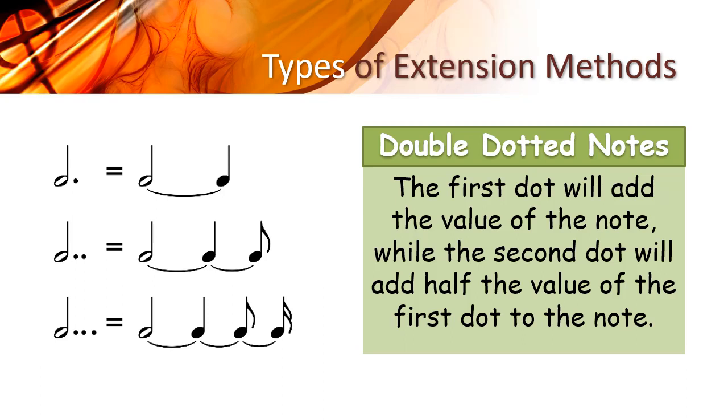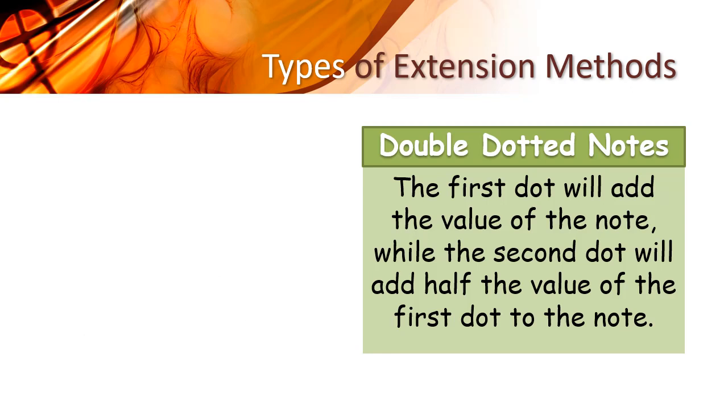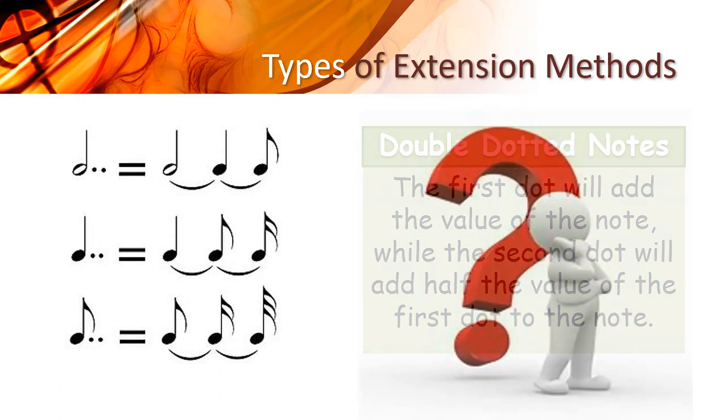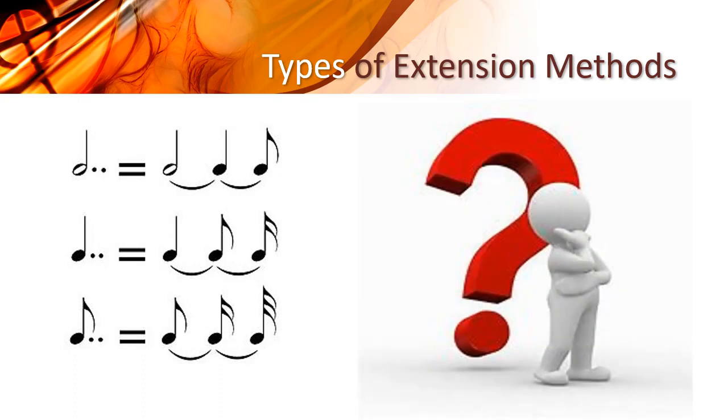So just to have a recap of what we have done so far, can you tell me the type of extension methods we use in music? What is the first one? Can you remember? A tie. Correct. Okay, what about the second one we just looked at? The second one, do you get that? It's a slur. Yes, it's a slur. And then the third one we have just looked at now, that is the dotted notes.